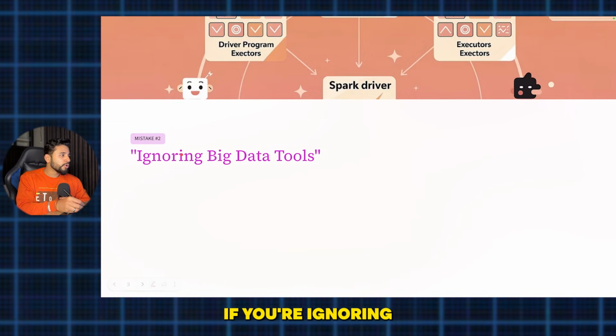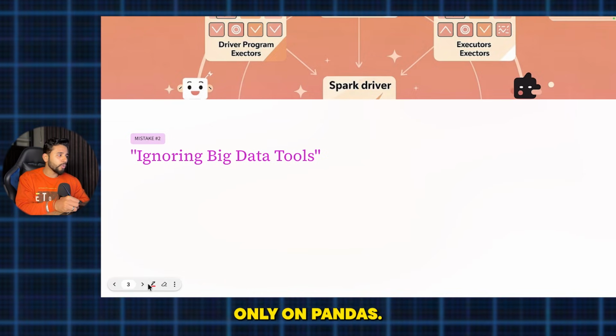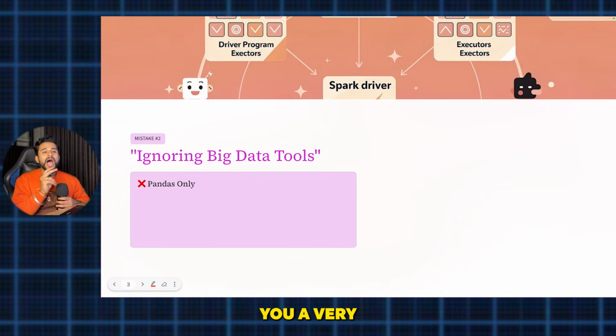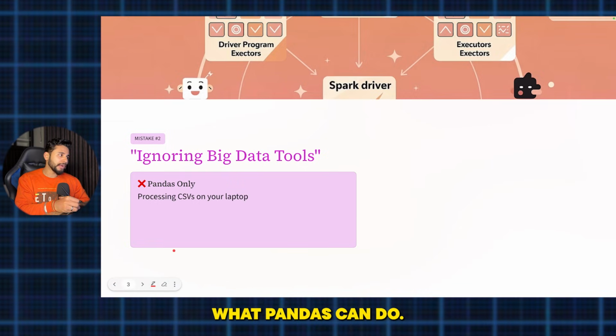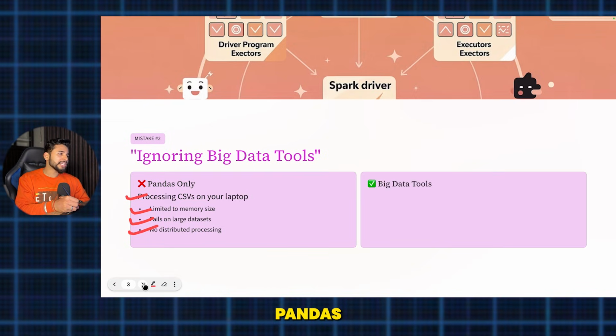Basically, if you're ignoring big data tools, big data tools are very important. You are sitting only on pandas. Let me showcase a reality check so that you understand. If you are working on pandas only, pandas can process your CSVs on your laptop. It is limited to your memory size, firstly. Next, it fails on large-scale datasets. There is no distributed processing to it. So pandas will fail there.